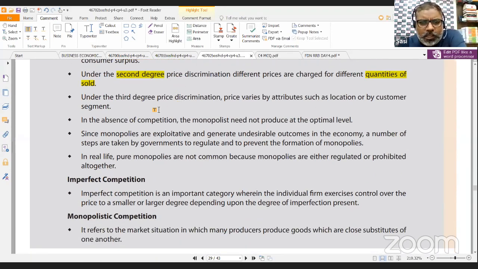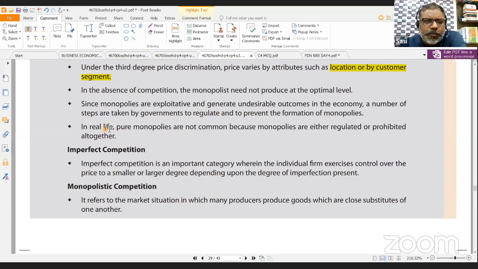Second degree is quantity based discrimination. Third basis is a location or a customer segment based discrimination. So for a particular location, the higher price is charged, and for another location, lower price is charged. Take the iPhone, for example. Apple charges lower prices in USA and even in China, but it charges high prices in India and Gulf countries because of its price discrimination policy, which it can implement. It has the capacity to do that, so it is doing. It has some kind of monopolistic power over the market, so it is implementing price discrimination. That is third degree price discrimination.